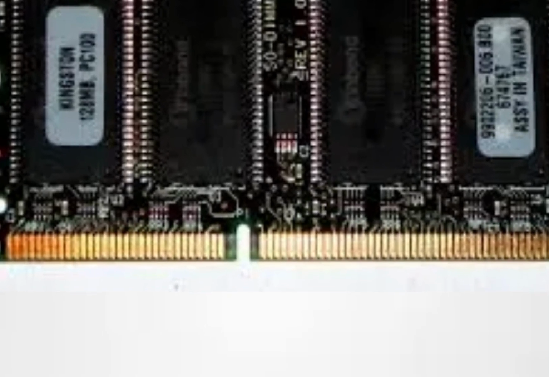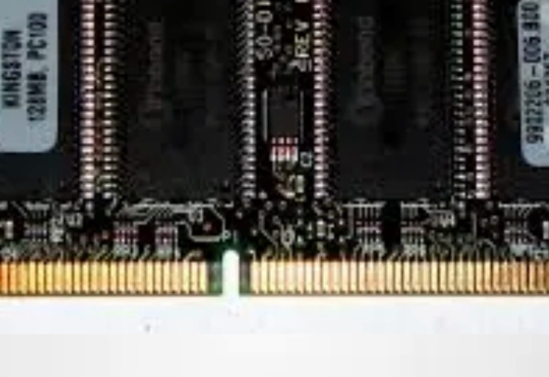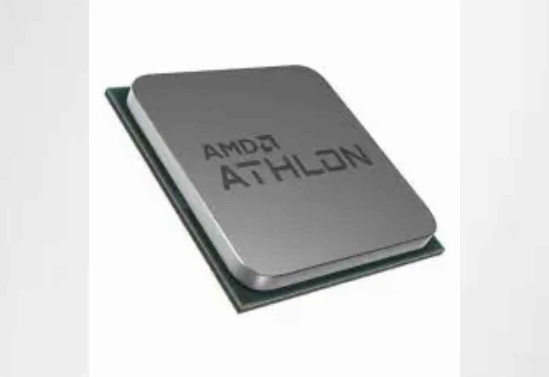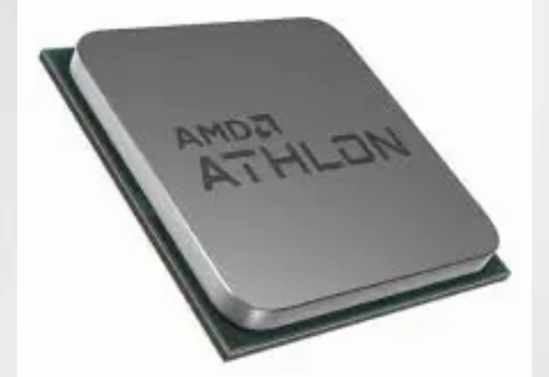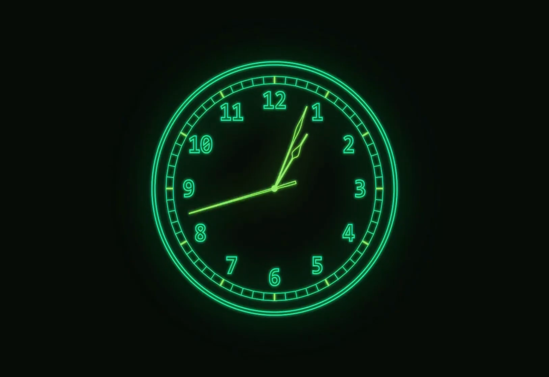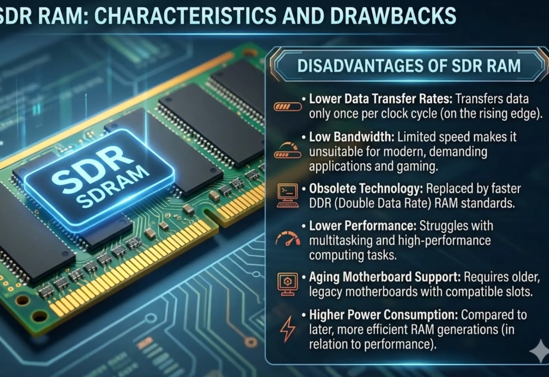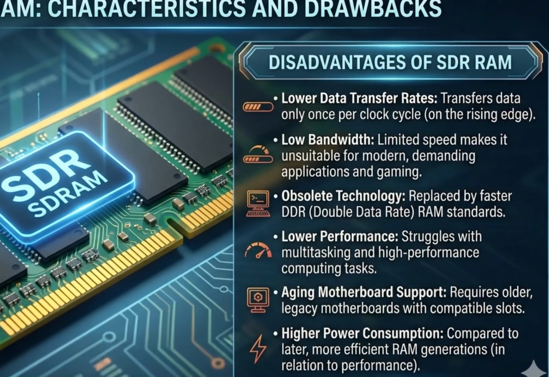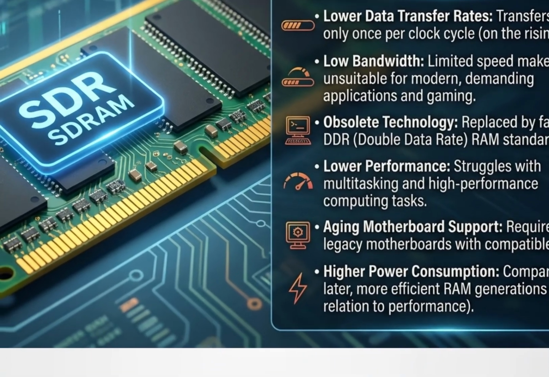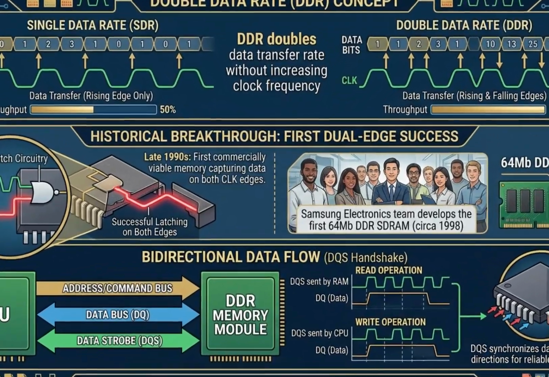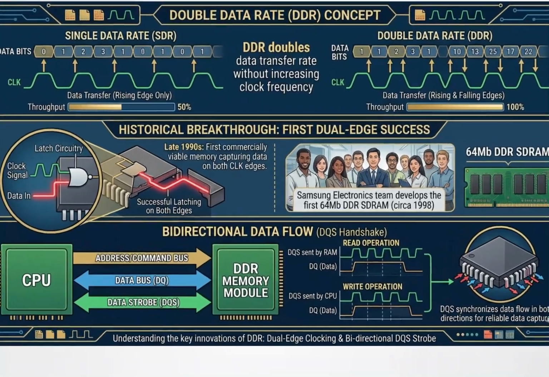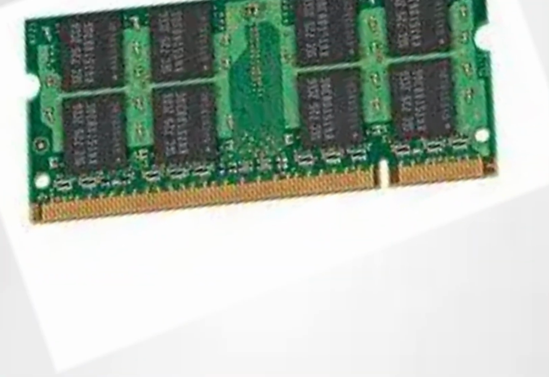Pins, 184. Notch, far right. Platforms, Intel Pentium 4, AMD Athlon. The advantage, it doubled the data rate of SDR without needing a faster clock. The disadvantage, it ran at a high 2.5 volts, meaning it got hot and consumed significant power. The leap, this was the first time we successfully moved data on both the rise and fall of a signal. It powered the birth of the modern internet.